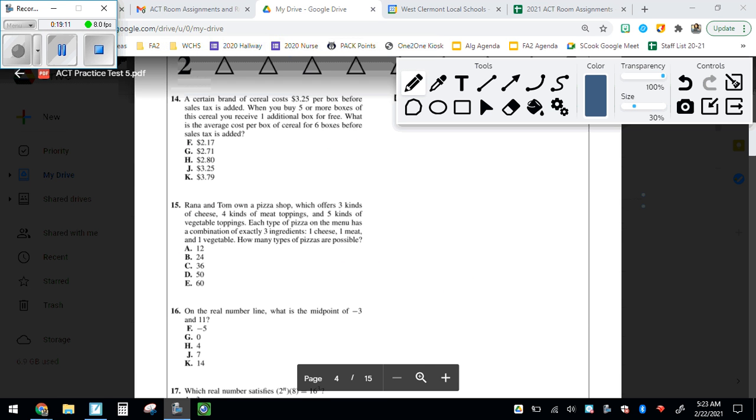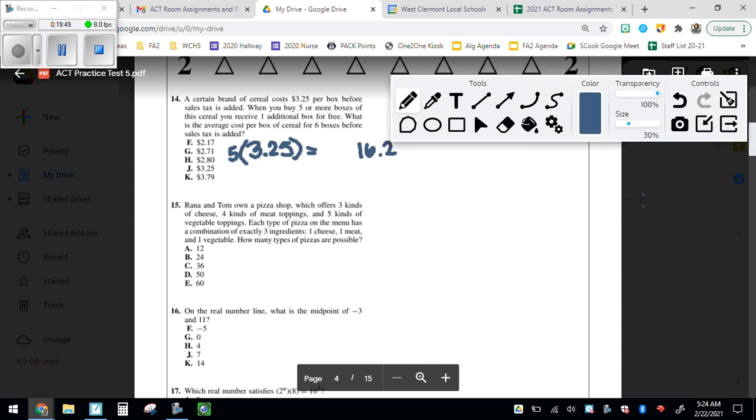All right, number 14. A certain brand of cereal costs $3.25 per box before sales tax is added. When you buy 5 or more boxes of this cereal, you receive 1 additional box for free. What is the average cost per box of cereal for 6 boxes before sales tax is added? So notice you're going to buy 5 of these boxes, 6th is free. So that's going to be $3.25 5 times, right? So $3.25 times 5. So that says the total amount you're going to pay is $16.25.